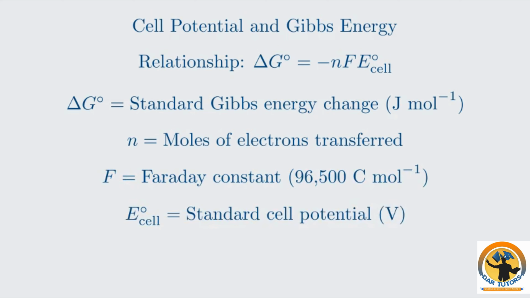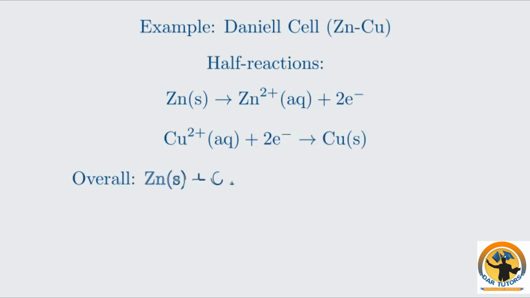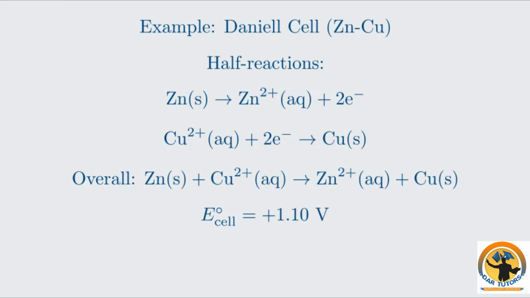This equation shows that a positive E0 cell results in a negative delta G0, confirming spontaneity. Let's apply this to a well-known voltaic cell. In the Daniell cell, zinc metal reacts with copper-2 ions. The half reactions and overall reaction are shown. The standard cell potential for this cell is plus 1.10 volts.